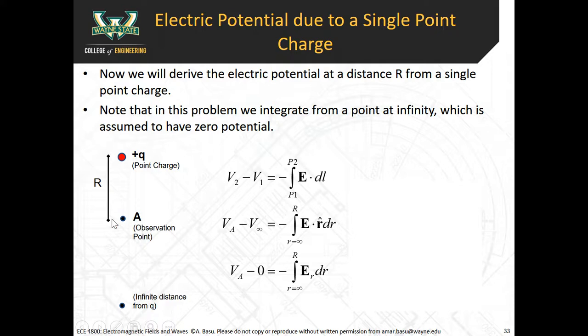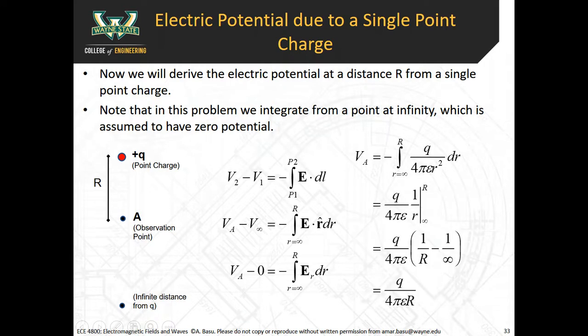At some distance r, yeah. So the dl becomes r hat times dr, and the electric field, we can set that equal to the radial electric field component. Okay, and this is where it's going to match up with Coulomb's law. So VA minus 0 is equal to the integral from infinity to r of E dot r times dr. What we're trying to do is solve for E sub r.